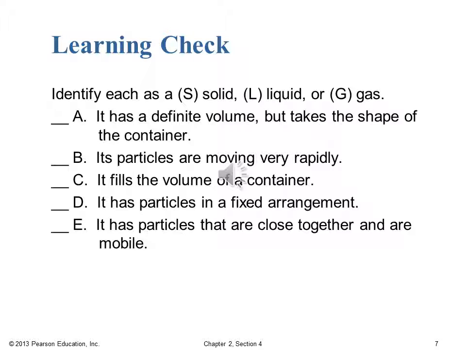Identify each of the following as S for solid, L for liquid, or G for gas. A, it has a definite volume but takes the shape of the container. B, its particles are moving very rapidly. C, it fills the volume of the container. D, it has particles in a fixed arrangement. And E, it has particles that are close together and are mobile. So go ahead, if you haven't already identified those, jot it down, pause the video if you need to, and we'll take a look to see how you did on the learning check.